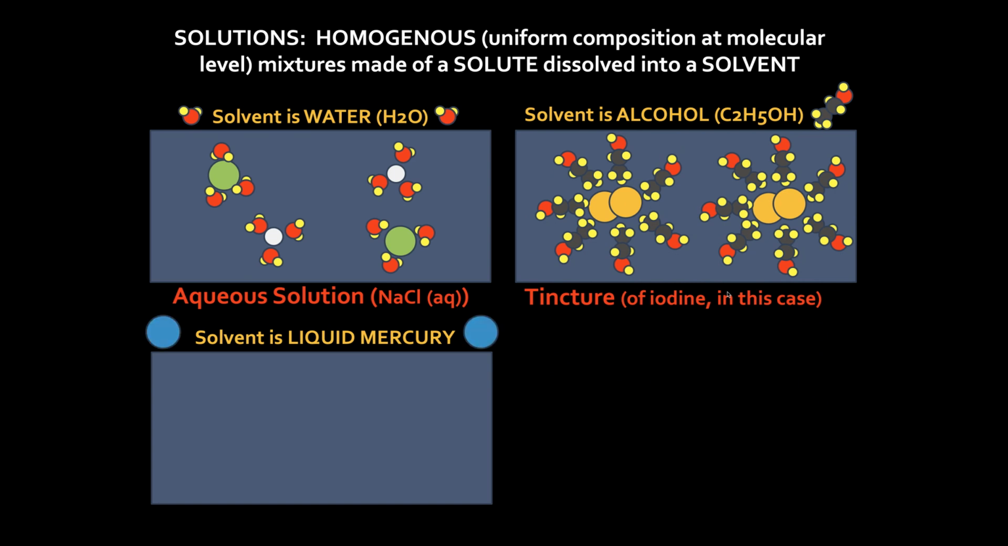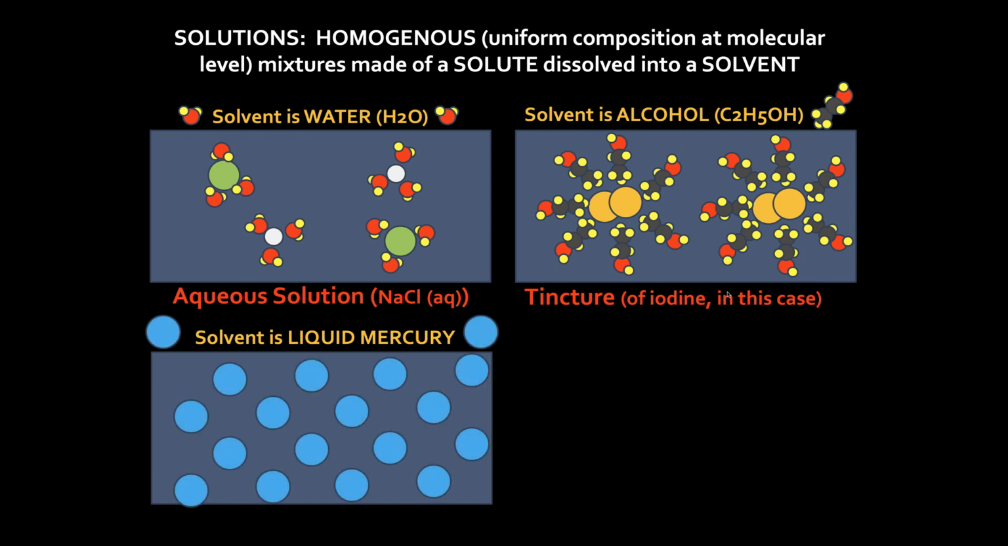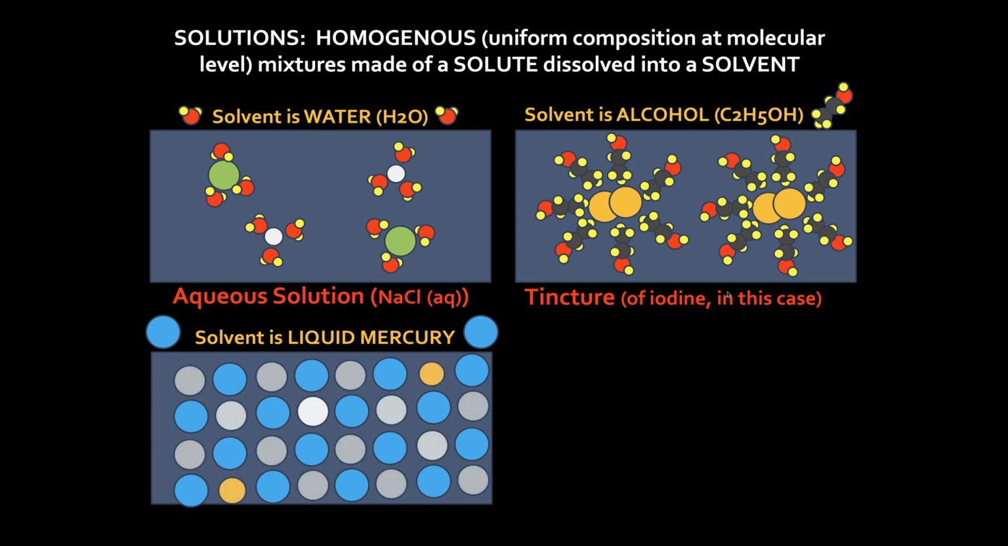If your solvent is liquid mercury, you can bond all kinds of metals together in an alloy. Actually, this is not an alloy. Since it's mercury, we call it an amalgam. Amalgams can consist of many different metals suspended in mercury, and the result is actually solid.